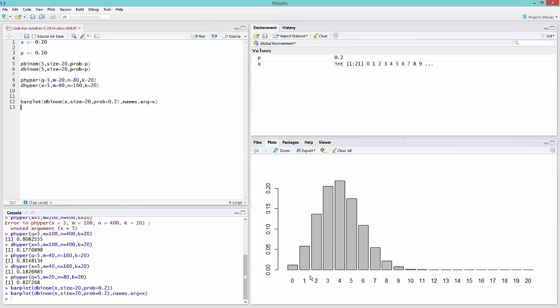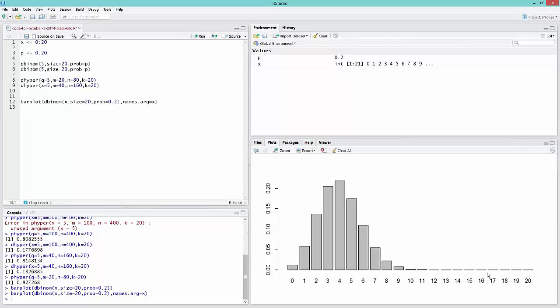You can have anywhere from 0 to 20 successes, but with a probability of 20%, it's clustered at about 4 successes out of 20, and then it tails off in each direction, pretty close to a bell curve. But the probability of getting 13 or 15 successes is really, really low.